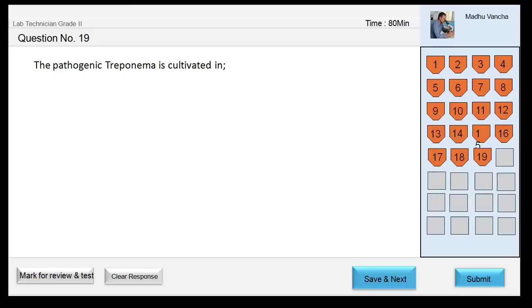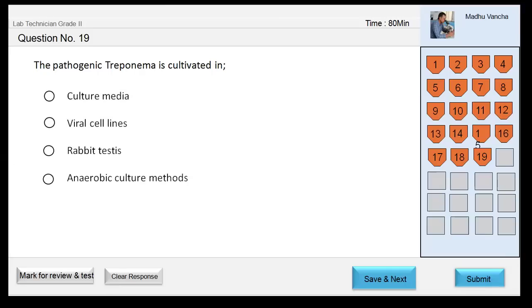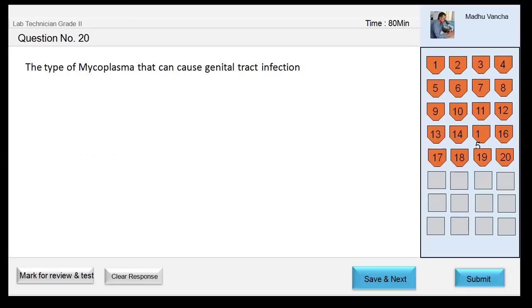Next question, the pathogenic treponema is cultivated in option A, culture media. Option B, viral cell lines. Option C, rabbit testis. Option D, anaerobic culture methods. Here the right answer is rabbit testis. So Treponema pallidum can be grown only in the rabbit testis. So by serial testicular passages, they cannot be grown in any artificial culture media. They can grow only in the rabbit testis.